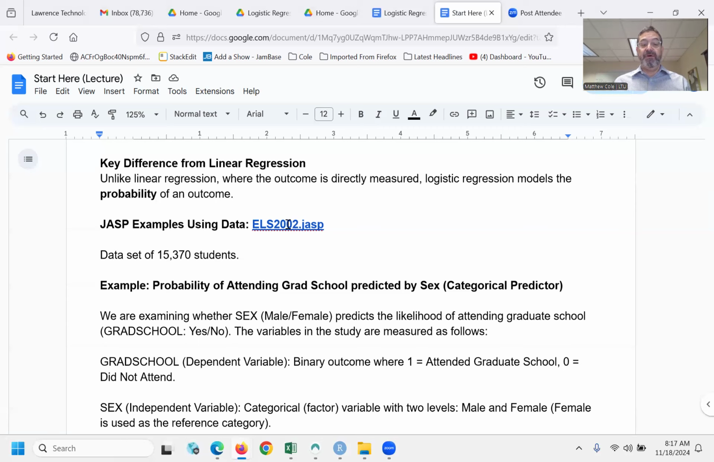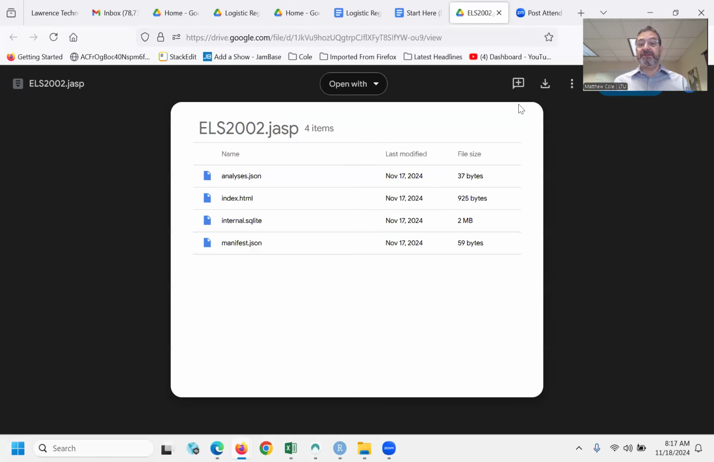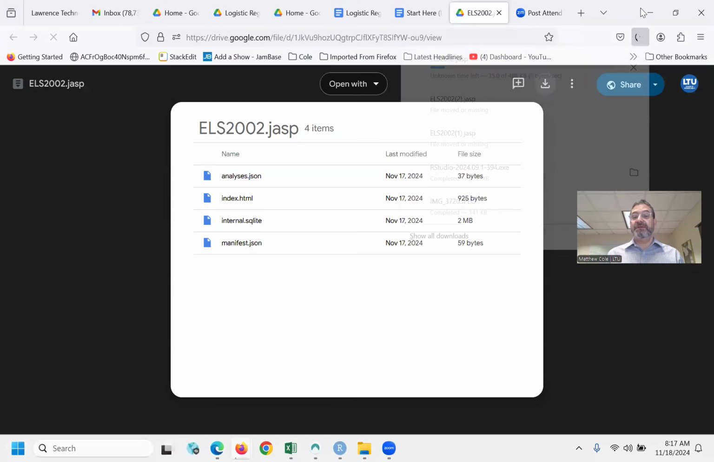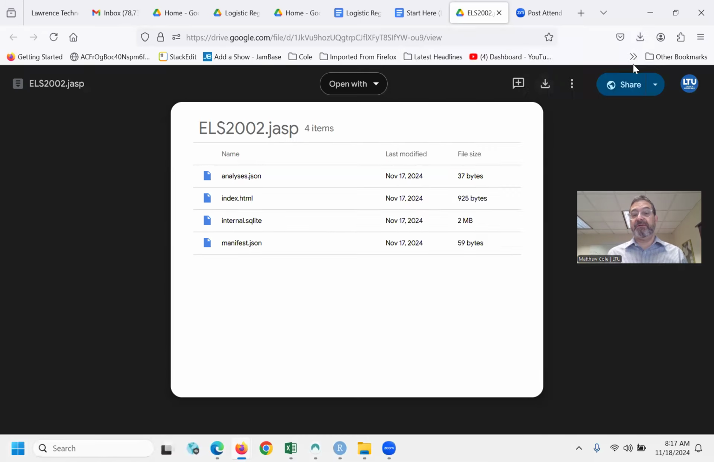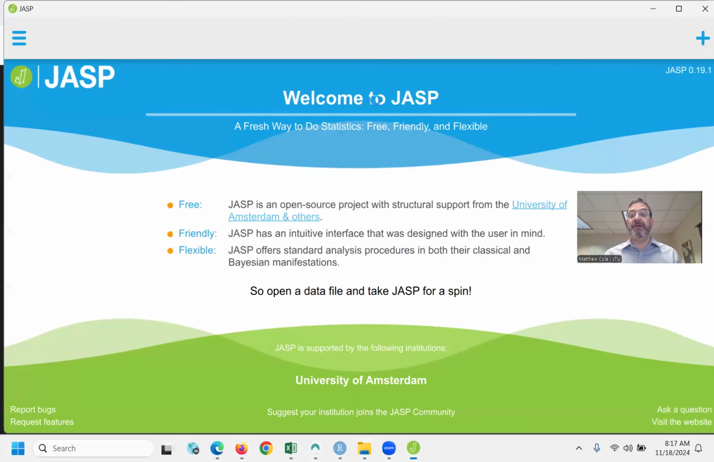So what you want to do is click on this link and you'll see this button. And then you click on this button and then you get this thing. But what we want to do is download the file. And once it's downloaded, it'll go into your download folders or wherever you've asked your downloads to go. And now we've got a JASP file that's ready to double click and open up directly in JASP.